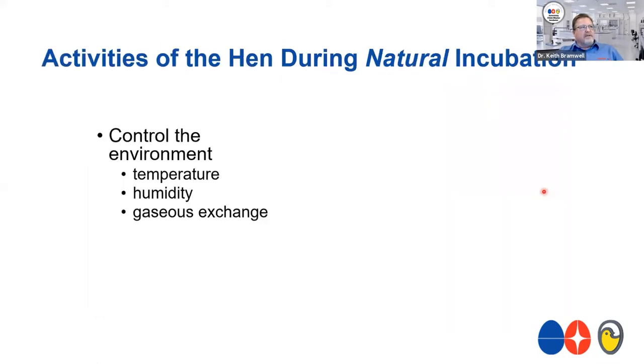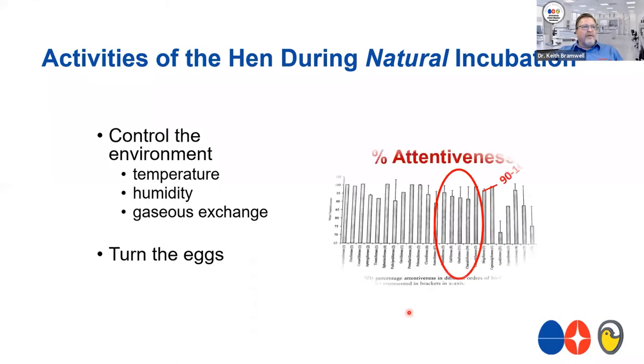The hen's responsibility is to control the environment: the temperature, humidity, and gas exchange. She has to control that, and she doesn't have all these controllers and all this air movement and ventilation that we do. She also turns the eggs. So how does she accomplish this, controlling the environment? It's very important that they do that.